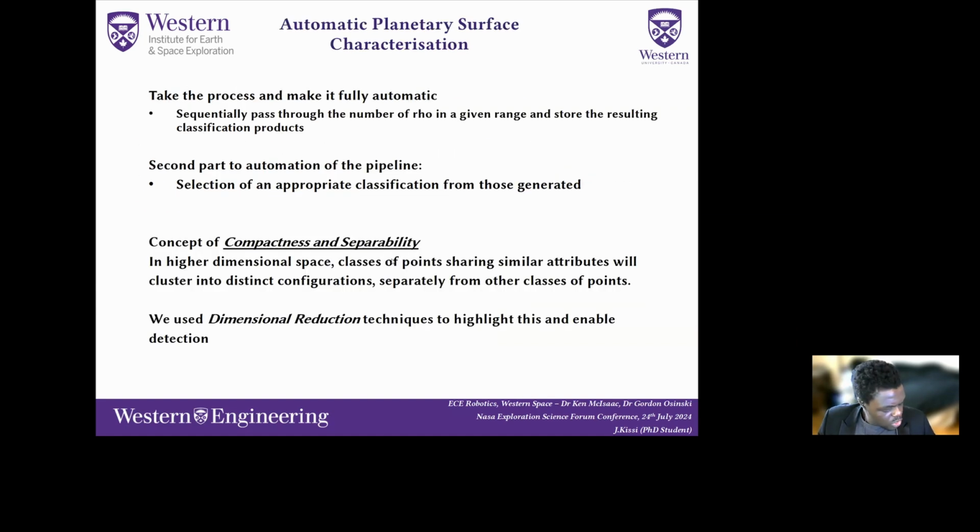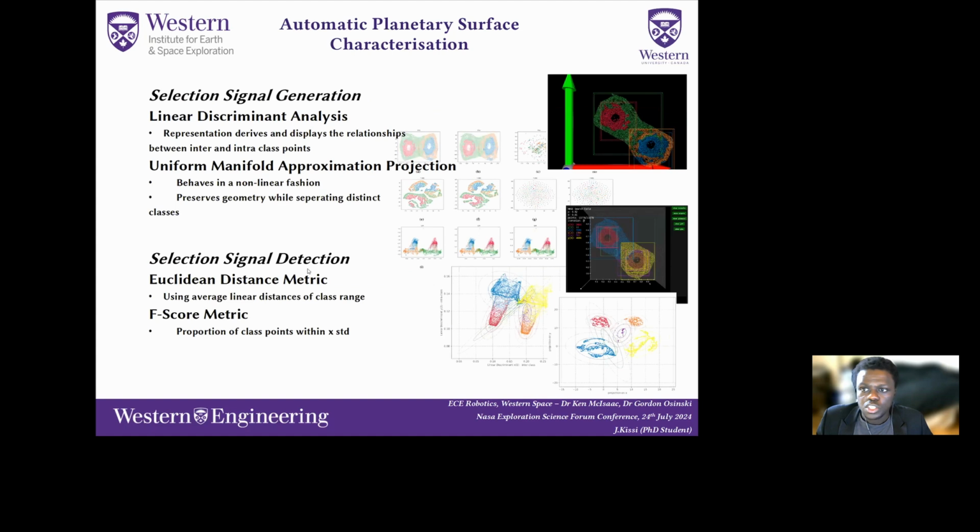We decided to do that by testing on more data sets to see how well the network was able to classify more complicated terrain, and also to make the process fully automatic. That process was a 2-stage process, for which we used a dimensional reduction machine learning technique. That dimensional reduction analysis element came in 2 parts: selection signal generation and selection signal detection.